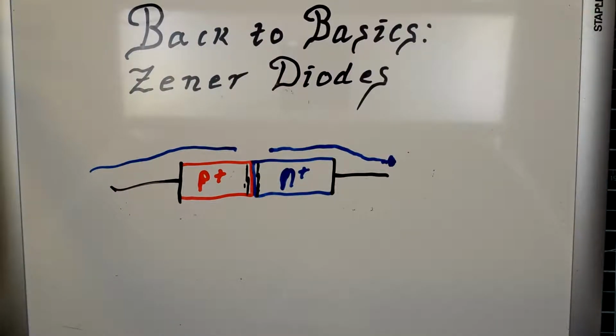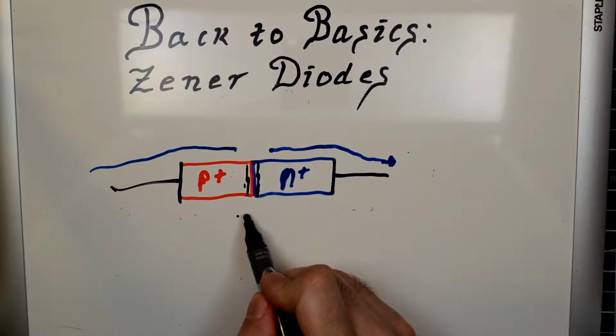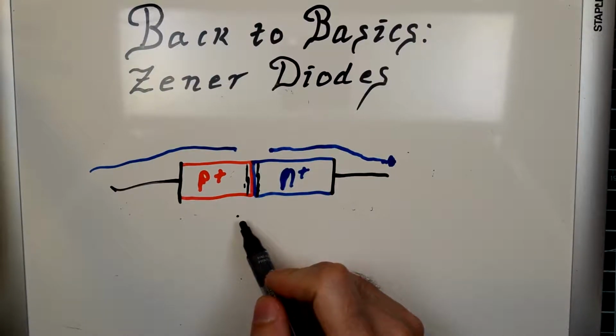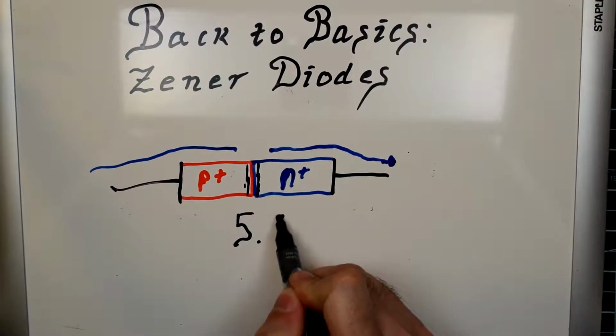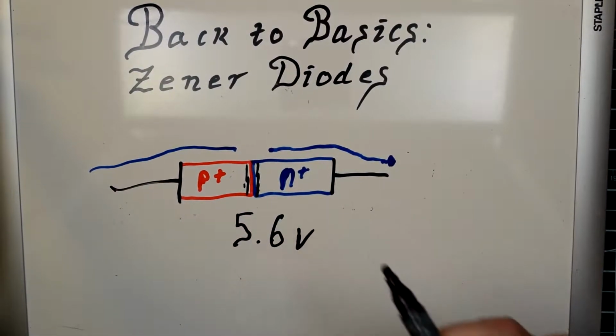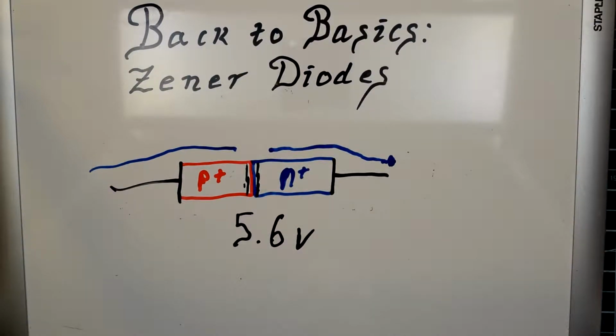Now, the quantum tunneling Zener effect only really happens in diodes below 5.6 volts. I wasn't able to really find a back to basics video style answer for why it's 5.6 volts. So we'll just say that's the magic number of quantum tunneling. Now, once you exceed 5.6 volts, it falls down more into the Avalanche Breakdown effect for current through a diode.